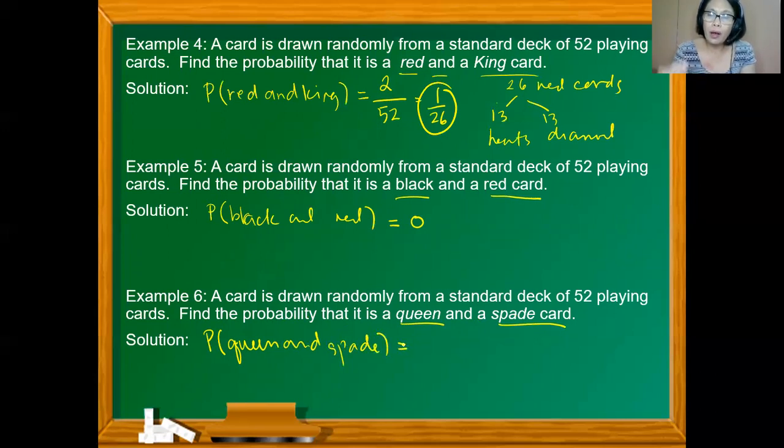So we have to count how many cards satisfy the condition that the card should be a queen card and at the same time a spade card. From the deck of cards, we have spade, clover, diamond, and heart suits. From each suit, we have 13 different characters, and among the 13 different characters is queen. So we only have one queen of spade out of 52 cards. So this is the correct answer.